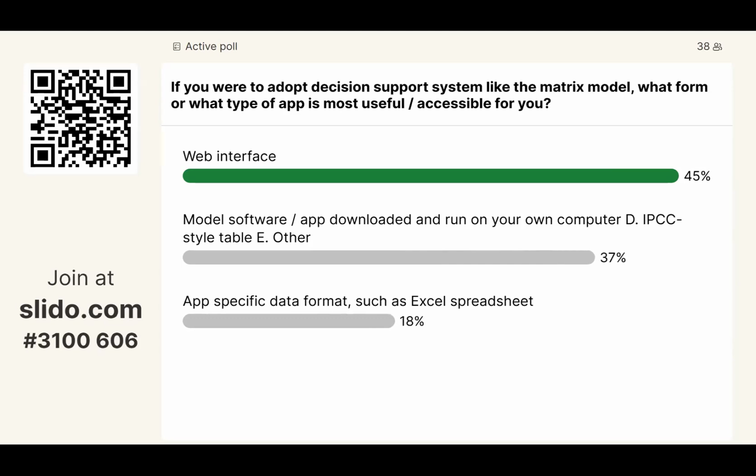Excellent, great. Okay, I think we got an idea on this one as well. So thank you everybody for contributing to these polls. I think we can now move on to the next presentation.